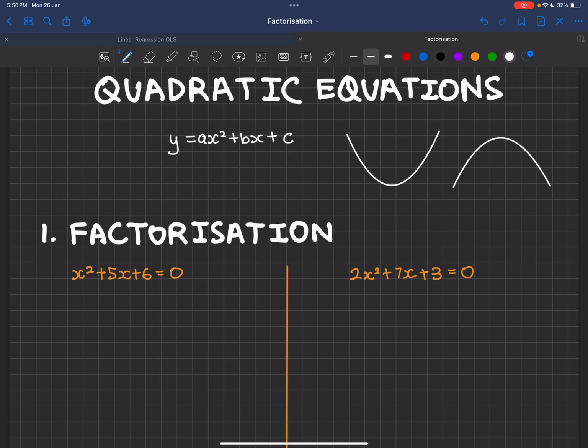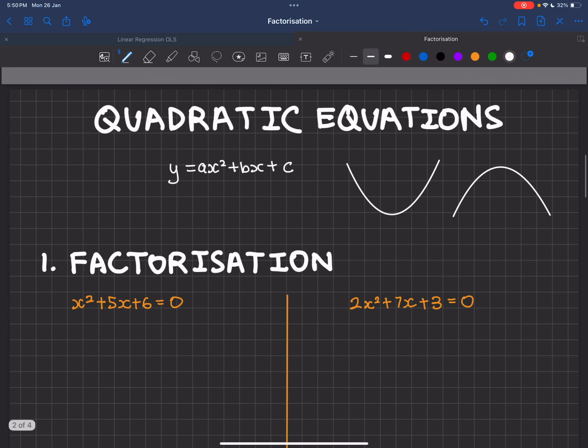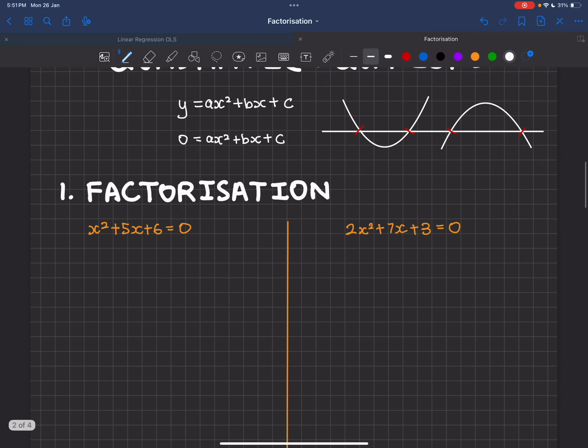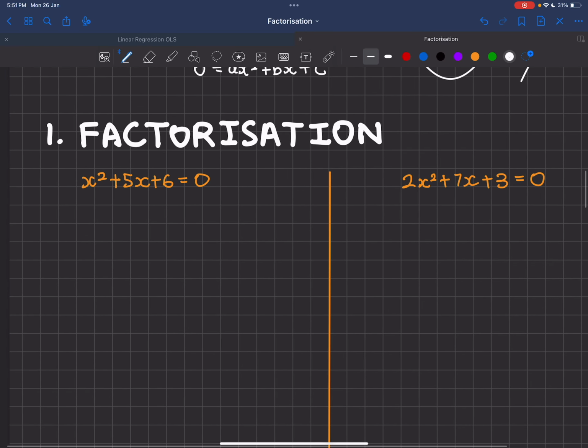So what we are doing below is solving it. What is solving it? It means equating it to 0. So 0 equals ax squared plus bx plus c. What this actually means is finding the intercepts, finding the values of x here, here, here, and here. Yep, so now let's get started on the first method called factorization.